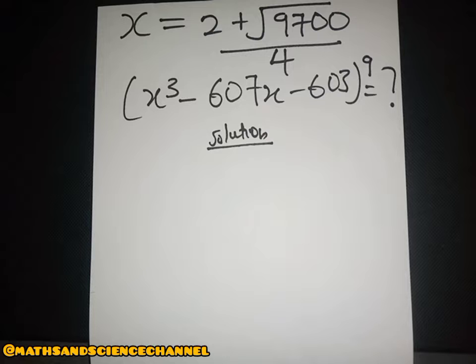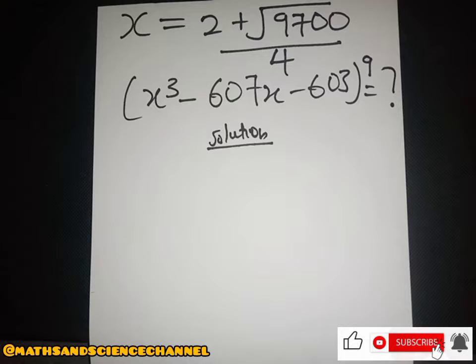Now in this section we have a Math Olympiad question, and we are going to solve this thing outside the box, right? So let's look at this question critically. We have x equal to (2 plus square root of 9,700) divided by 4, and then also we have (x cubed minus 607x minus 603) all to the power 9, and what is that equal to?